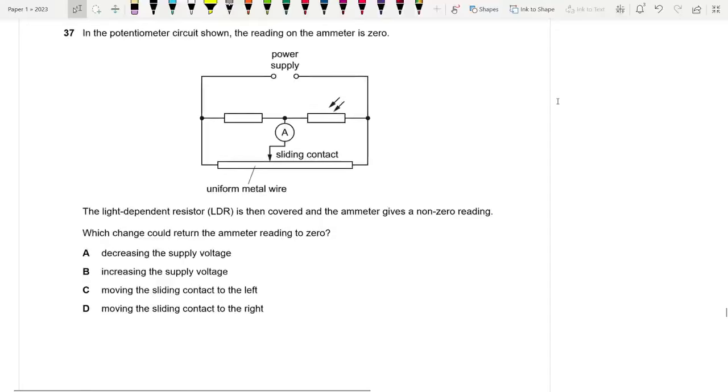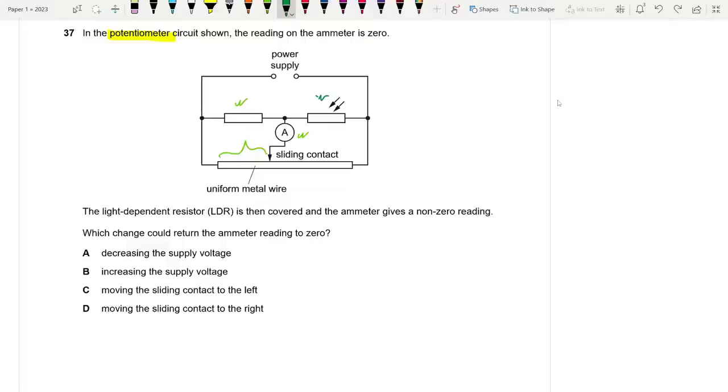In the potentiometer circuit shown, the reading on the ammeter is 0. That's good. A potentiometer is used to compare EMFs. Now, since the current is 0, what does that mean? This section over here has the same voltage as this, and this part, this thermistor over here, has the same voltage as this section. That is what 0 amperes indicates.